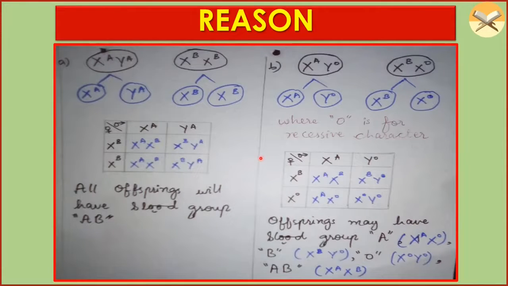There are two cases of this question. We will discuss each case individually. First is the case of complete dominance. Therefore, we represent the parents in the form of XAYA, XBXB. After gametogenesis, gametes are formed, which are represented in this checkerboard. On one side, there are gametes of the mother, and on the other side, there are gametes of the father. A cross is made between them, as a result of which all the offspring carry the blood group AB.